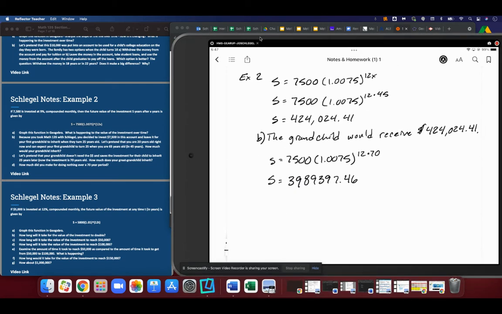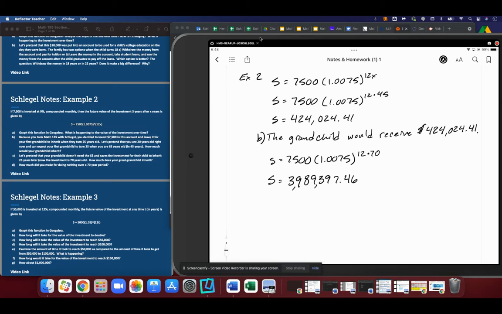This $7,500 was left alone in the account for 70 years. Let's take a look at how much this great-grandchild is inheriting. We'll throw our commas in there. The $7,500 turns into $3.9 million, nearly $4 million that this person would receive 70 years after the great-grandparent put the money in the account.